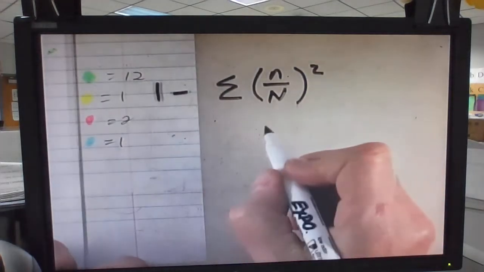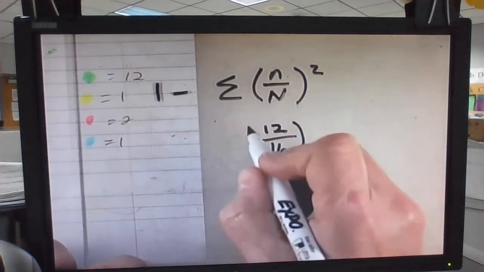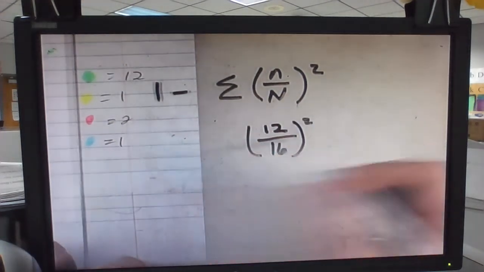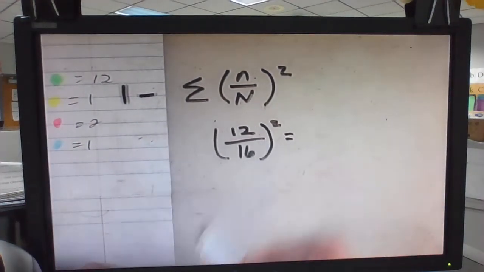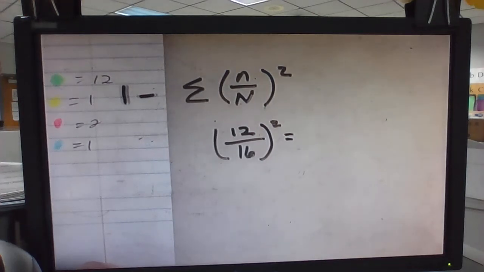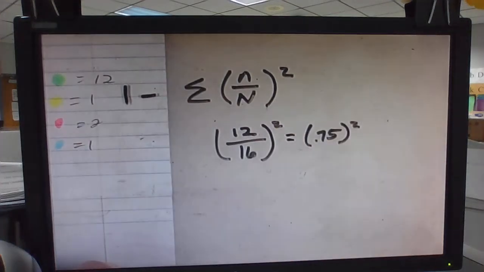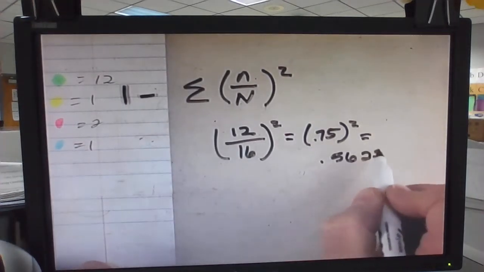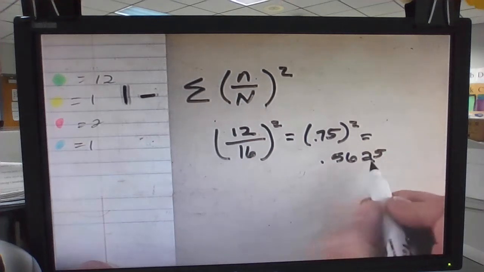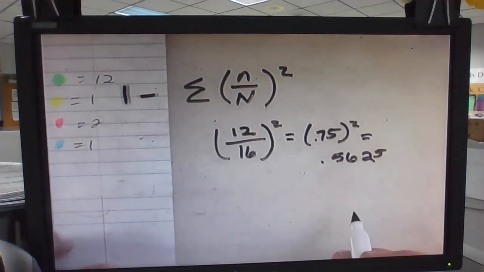So for green, there are 12 green. 12, 13, 14, 15, 16. There are 16 critters in all. So 12 divided by 16 is going to be 0.75. We're going to square that. 0.75 squared is 0.5625. We're rounding to 4 decimal places simply because the numbers are going to be very small, so we need to get as much data from it as possible.